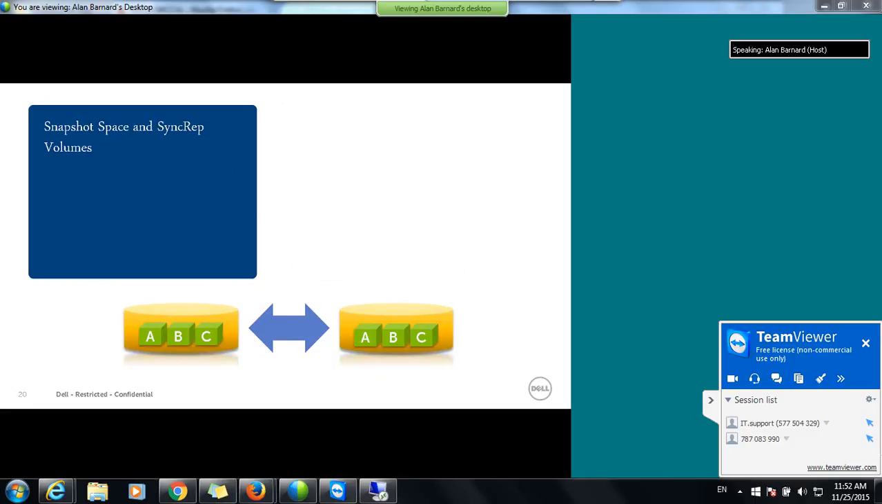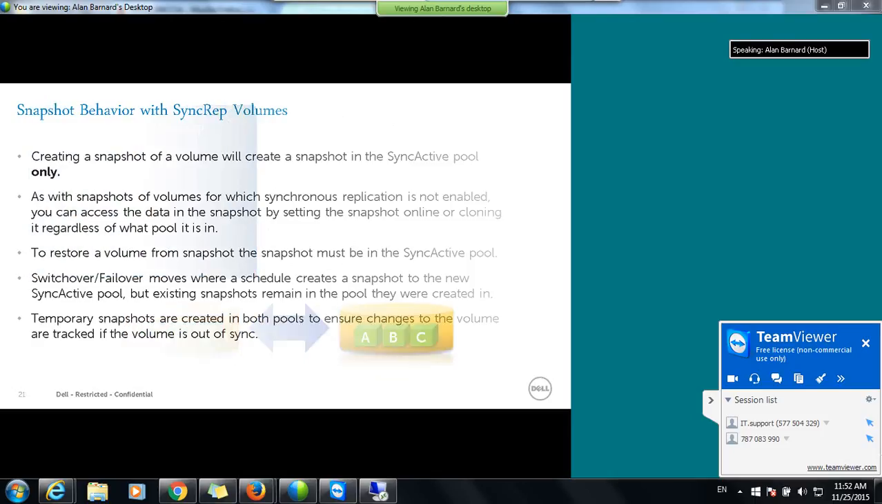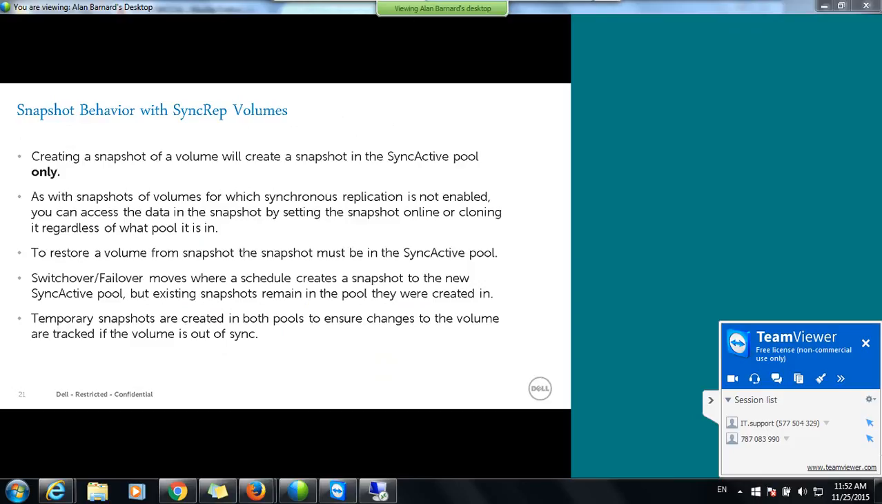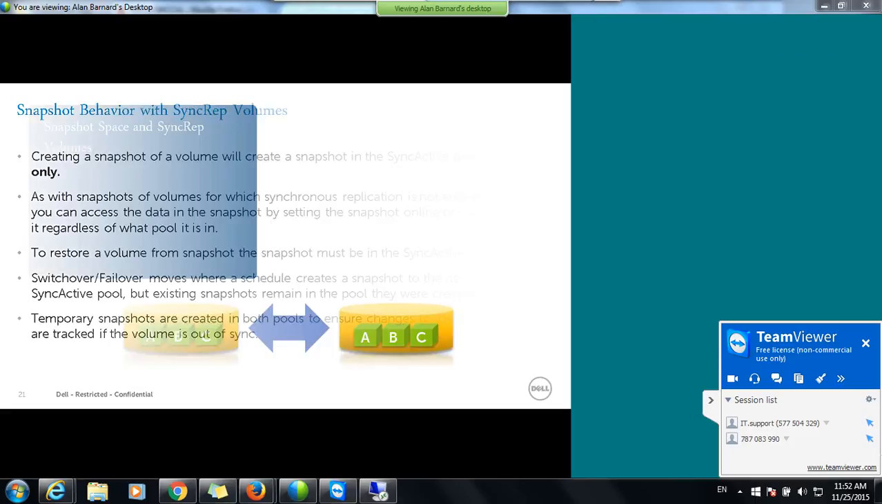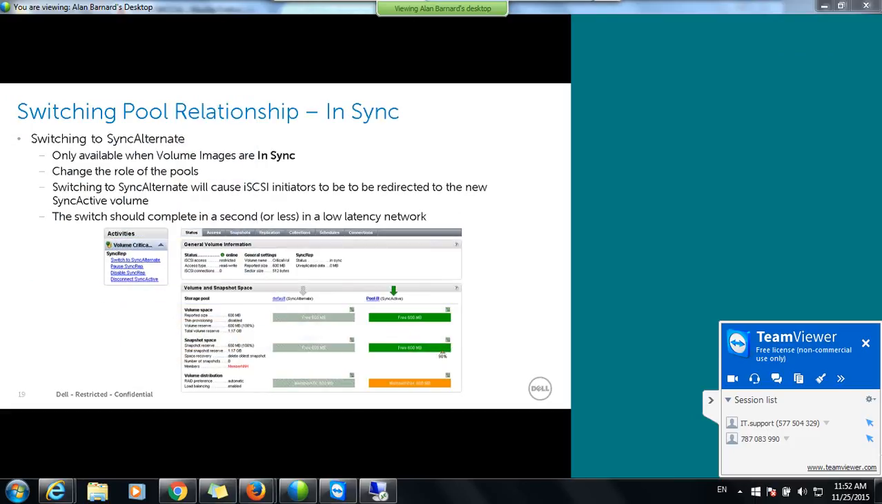We now talk about snapshot space and sync wrap volume. Creating a snapshot of a volume will create a snapshot in the sync active pool only. We already know about that. Like I mentioned, it only sits on the active one. As with the snapshot of a volume for which synchronous replication is not enabled, you can access the data in the snapshot by setting the snapshot online or cloning it, regardless of what pool it is in. Yes, we already know about that because you can only have one active, right?